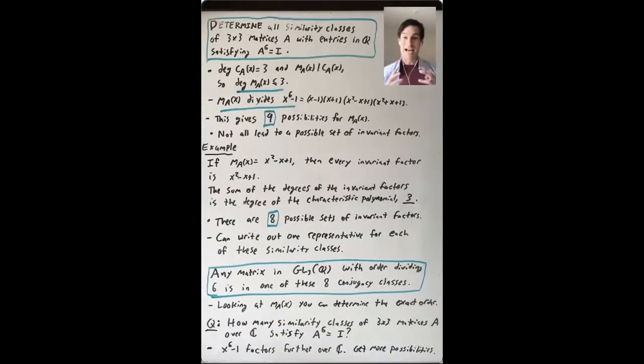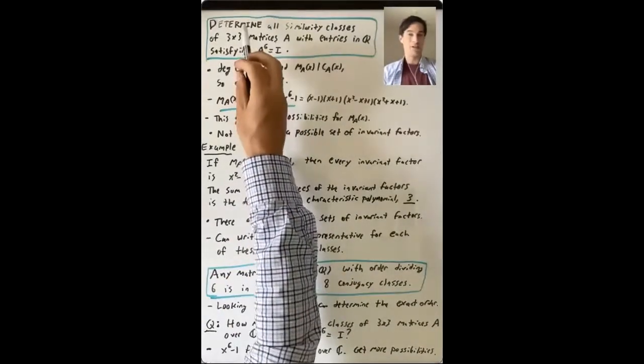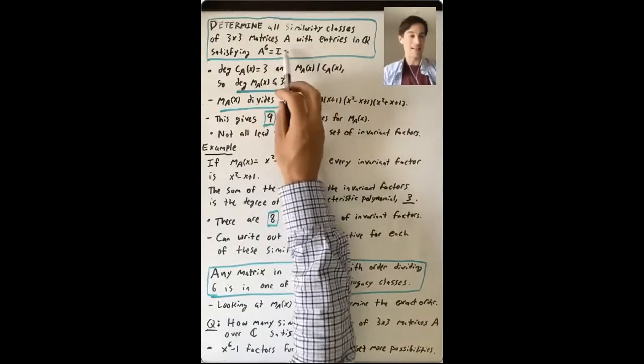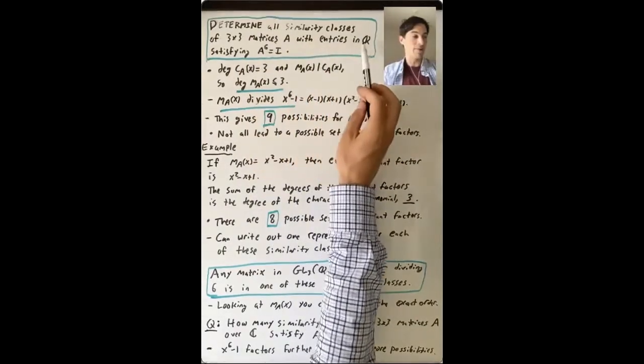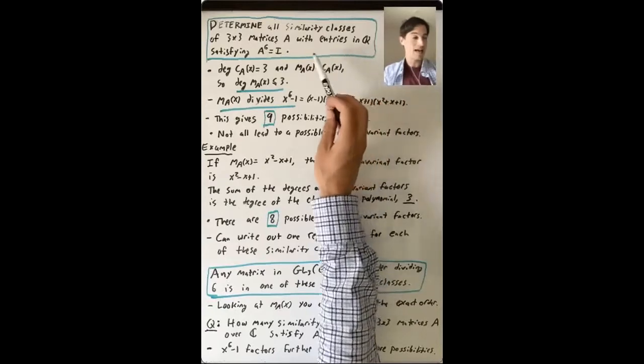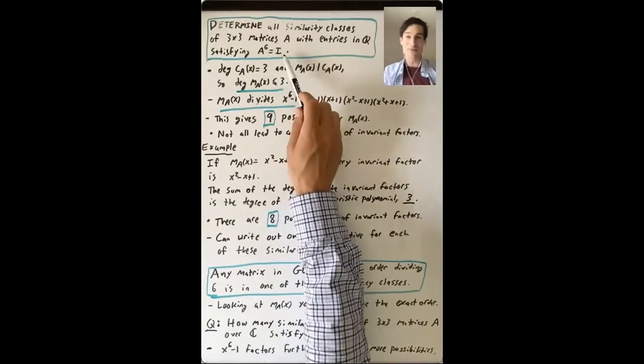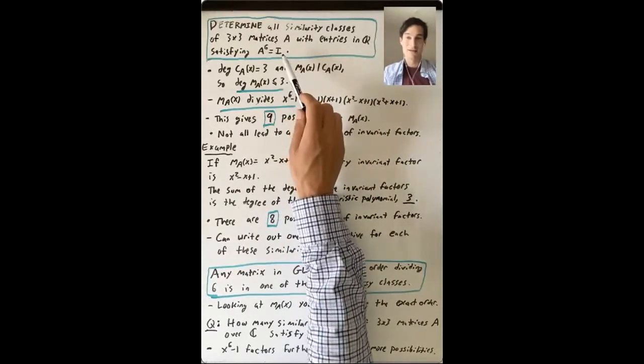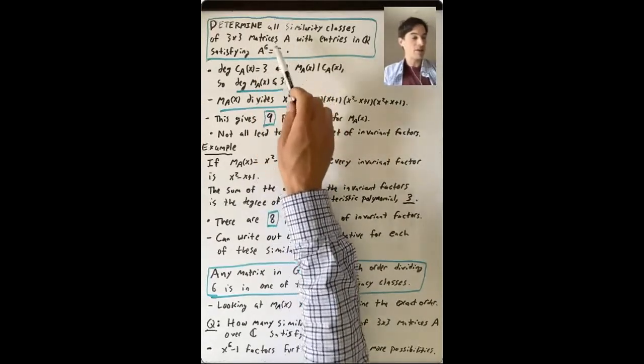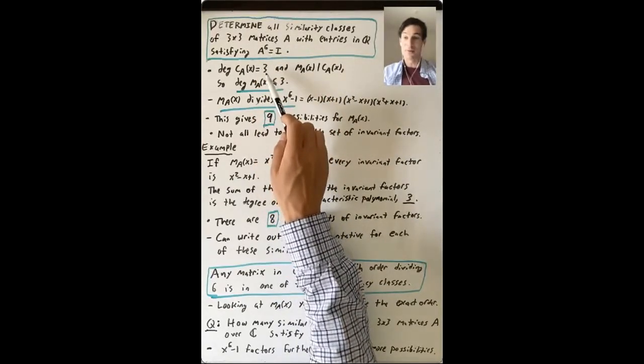Let's discuss our next problem. Determine all similarity classes of 3 by 3 matrices A with entries in Q satisfying A to the sixth equals the identity matrix. So what do we know? We have a 3 by 3 matrix A. The degree of the characteristic polynomial is 3.